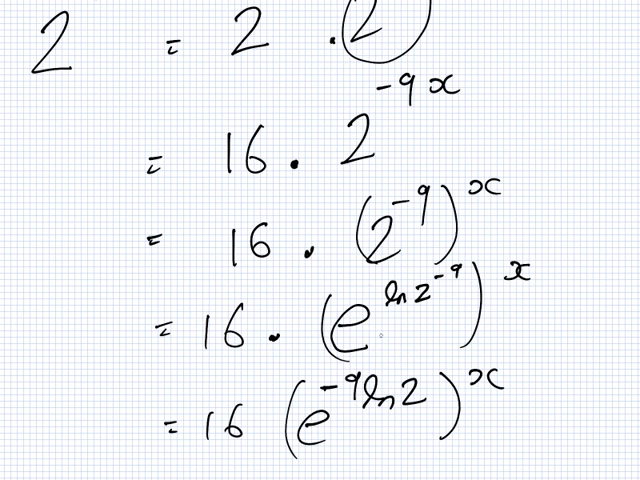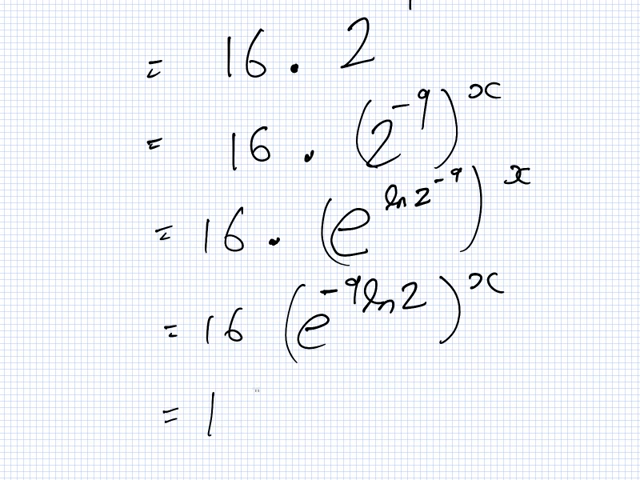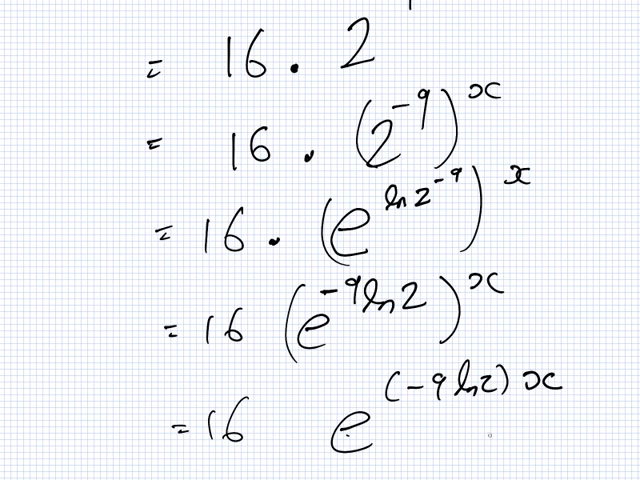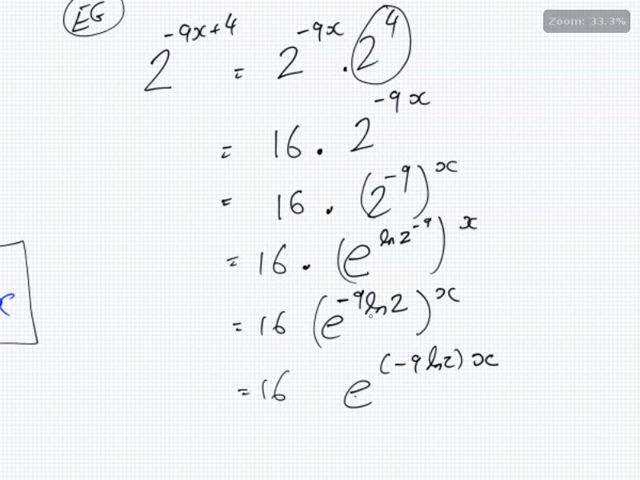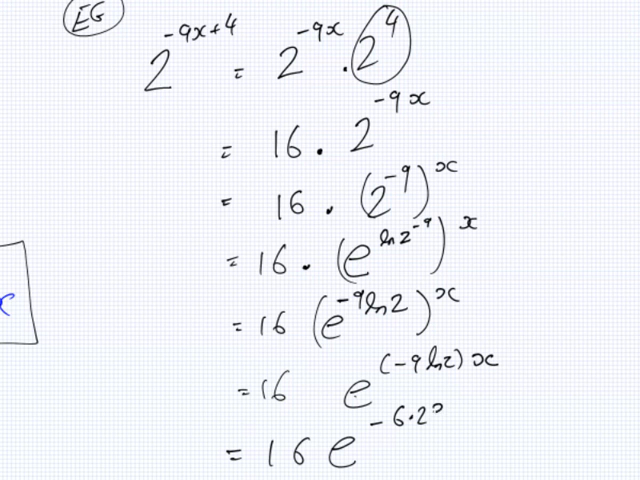This minus 9 goes in front of the log. And then next, you can change the top to multiply the x. So I just multiply the x by this number. Now I'll get what that number is. Minus 9 log 2, that's e power minus 6.2383x.